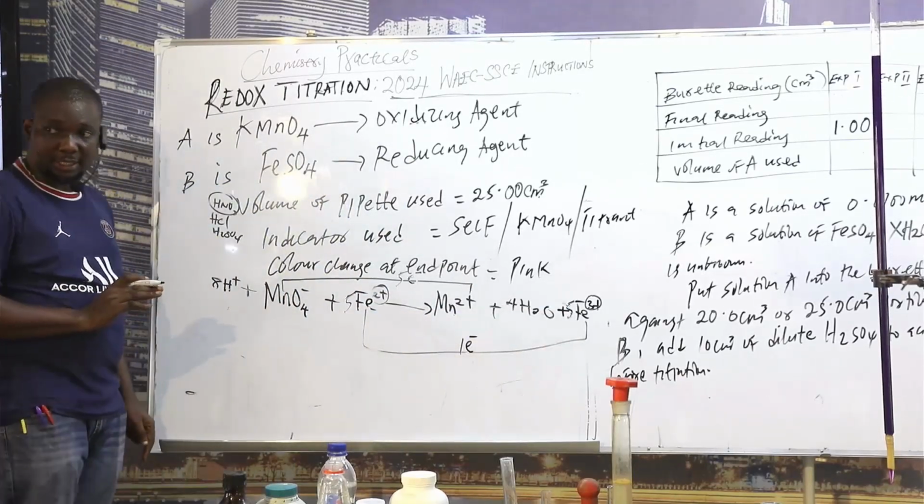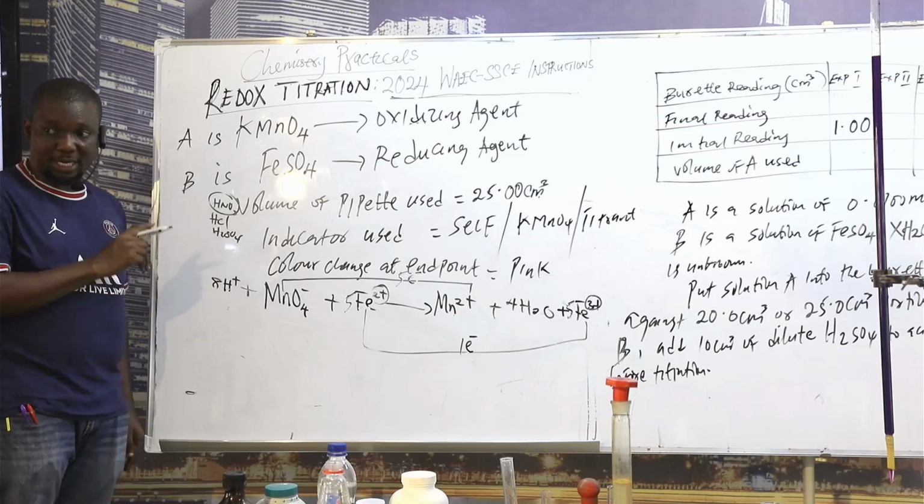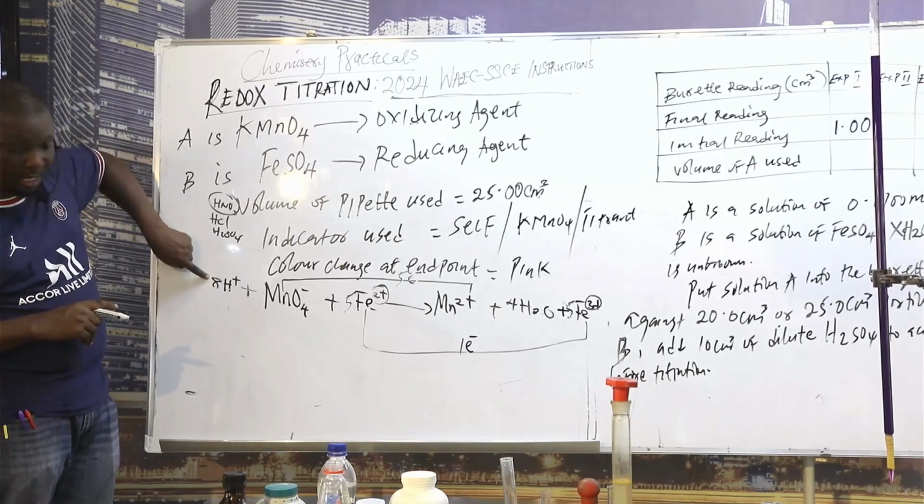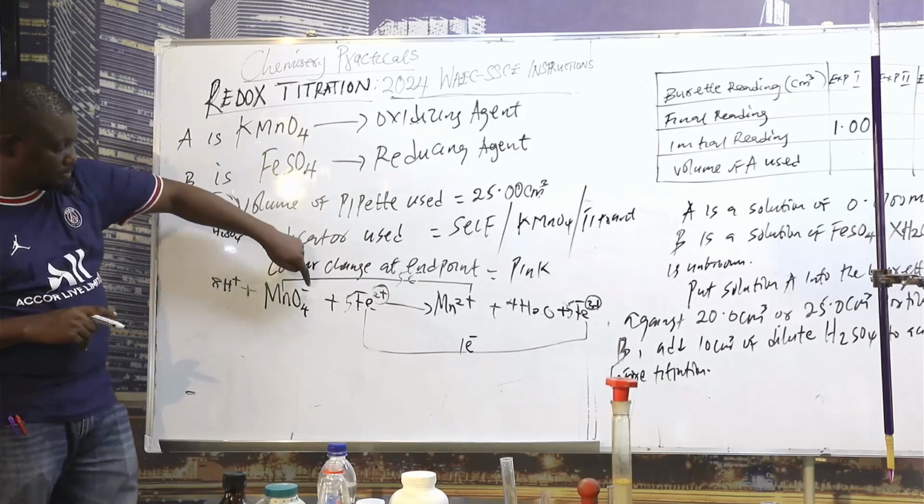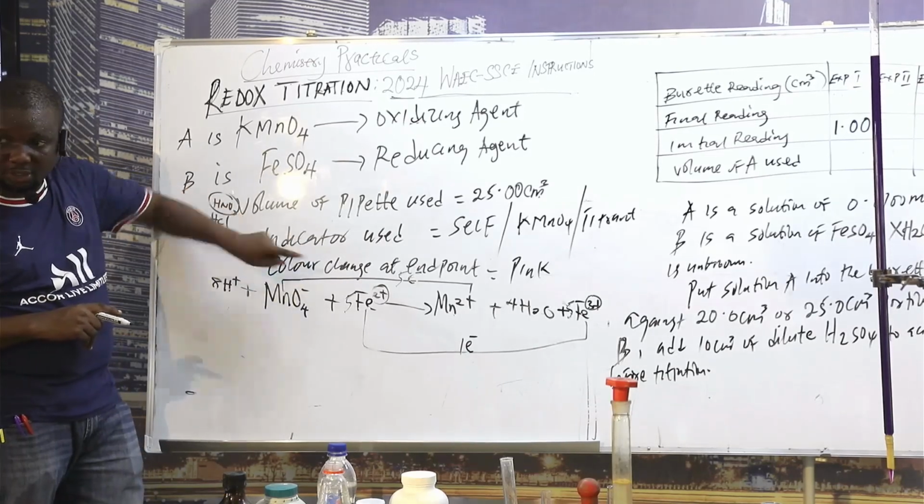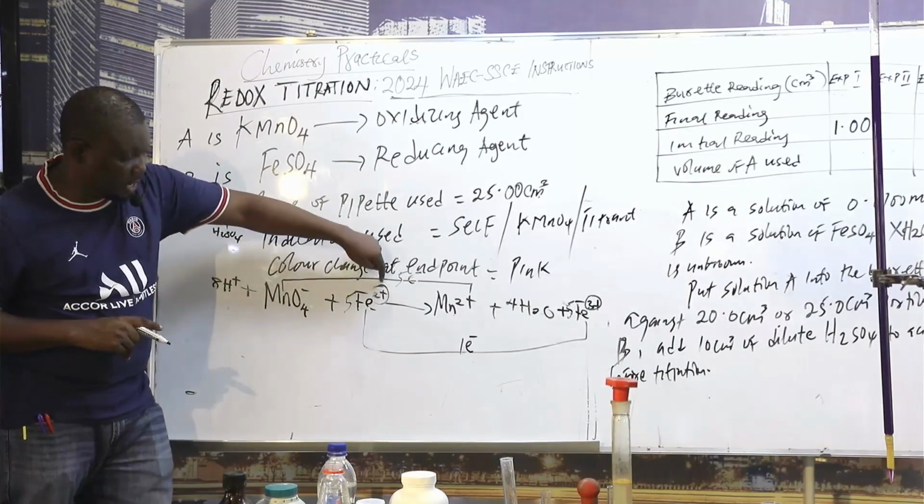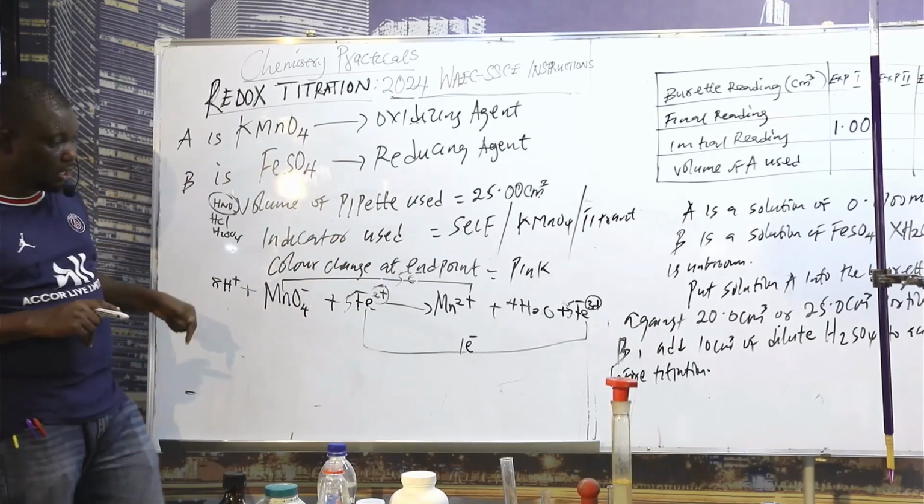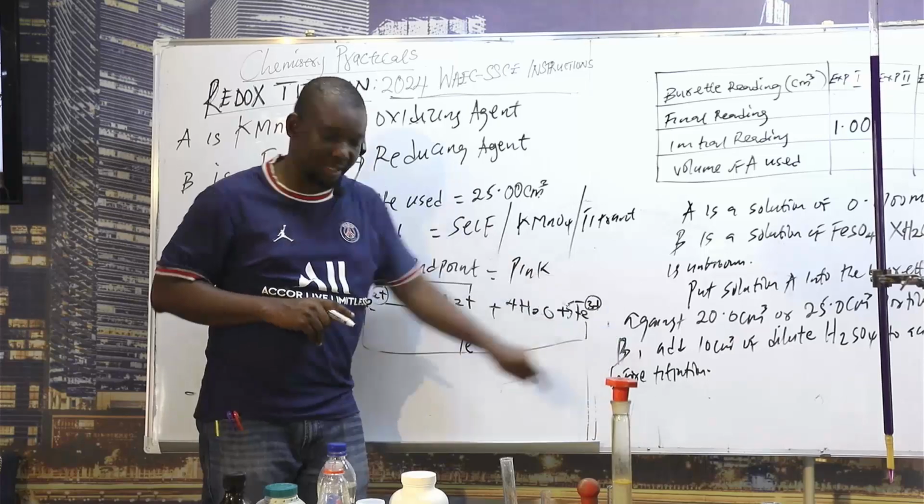Let's check the charge. As of that one, the charge is not balanced. Let's check if this one will balance. This is 8, that is plus 1 times 8 is plus 8. Plus 8 minus 1 is 7, isn't it? Just keep that 7 aside. 5 times 2 is 10, isn't it? 10 plus that 7 is how many now? 17. Let's see if we can have 17 on this side.